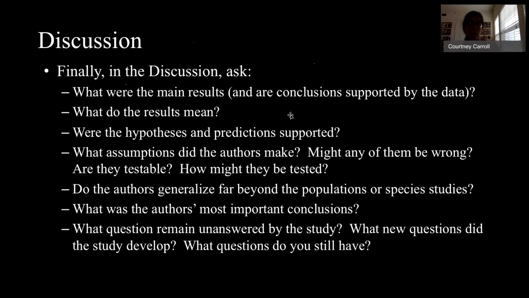Were the hypotheses and predictions supported that they originally made? What assumptions do the authors make? Might these be wrong? Are they testable? How could you test them? Do the authors generalize far beyond the populations or species studied?